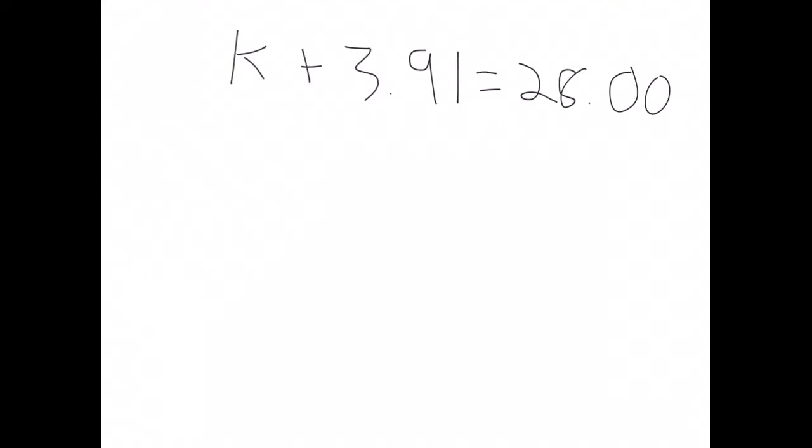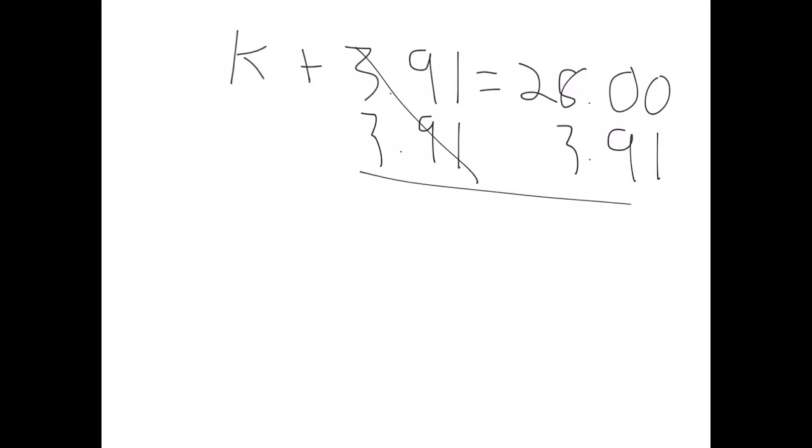Okay, well, now we're on this one. So k plus 3.91 equals 28.00. Now, these are both, again, same sign, so we do not have to subtract or add. But we actually do have to subtract on this, because it's addition. We have to do the opposite, it's subtraction. So we do 3.91 on both sides. 3.91 there, cross that out, put the line through.